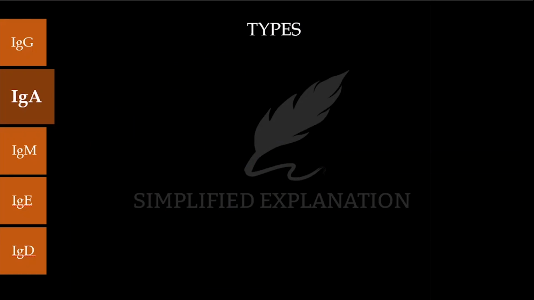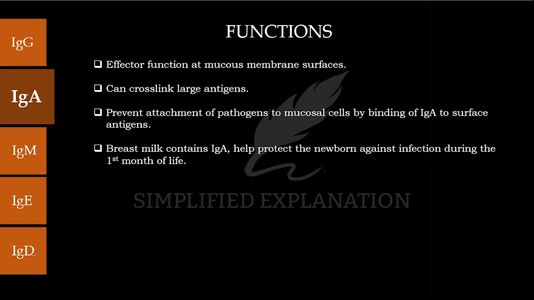Next is types. There are two types of IgA, IgA1 and IgA2. Moving to the functions. Secretory IgA serves as an important effector function at the mucous membrane surfaces, which are the main entry sites of most pathogenic organisms. And because it is polymeric, as we have seen, it's dimeric in nature, right?